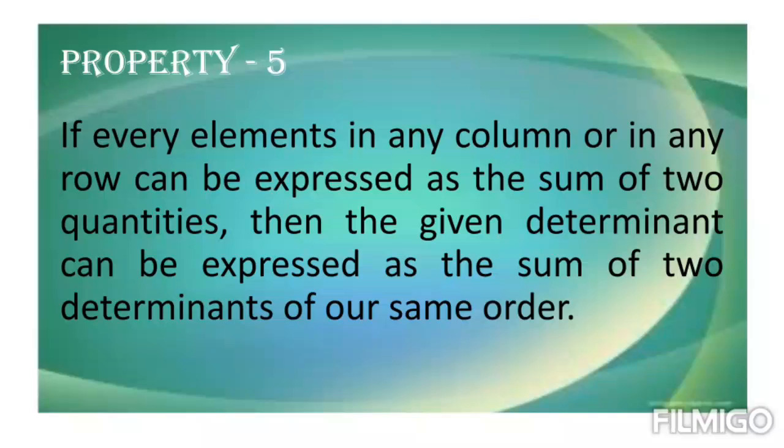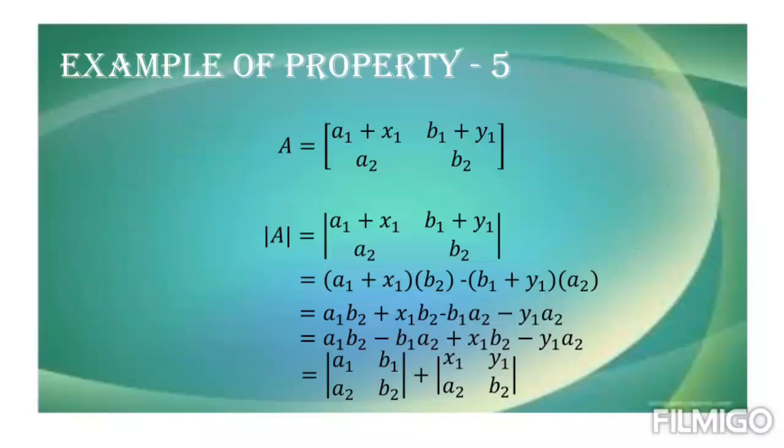If every element in any row or in any column can be expressed as the sum of two quantities, then the given determinant can be expressed as the sum of two determinants of the same order, right? Let's see our example. Now we have our 2 by 2 matrix capital A with two quantities in the first row. Yes, our matrix is A1 plus X1, B1 plus Y1, A2 and B2.